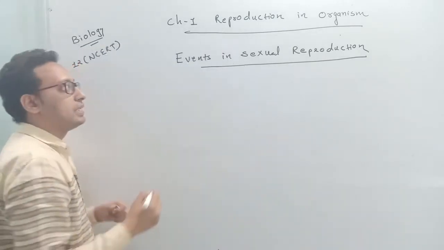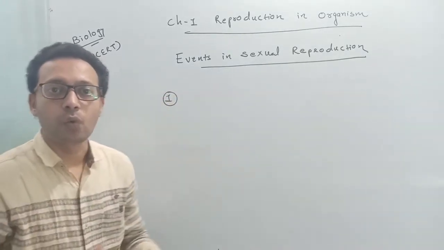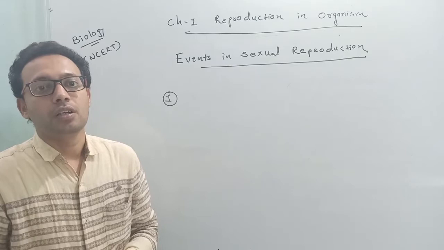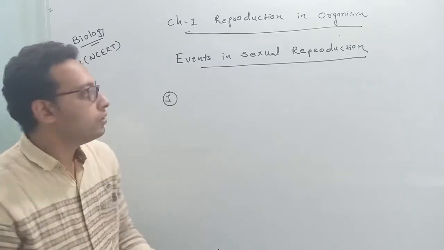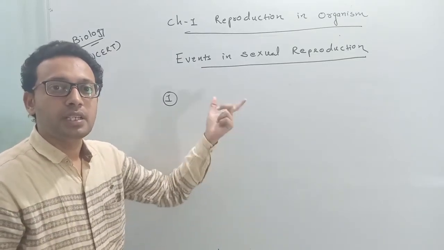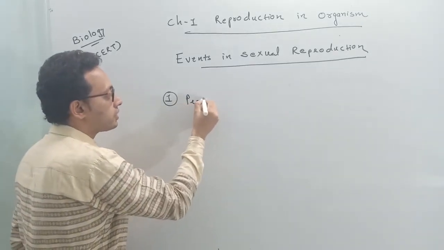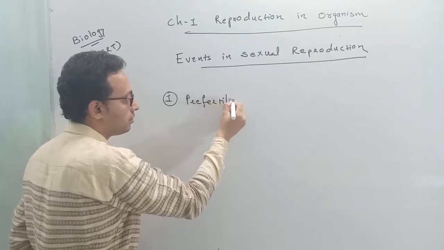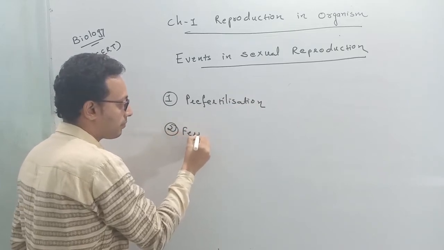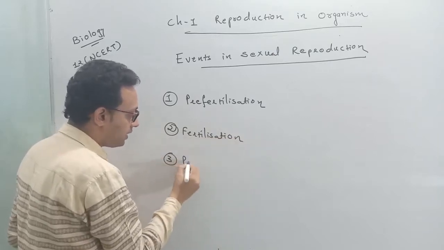So what are the basic events of sexual reproduction? As you already know, there are three events in sexual reproduction. Whatever the living organism might be, whatever their complexity, or the type of sexual organs they might have, all living organisms that reproduce sexually have these basic events, which occur similarly in all types of organisms. The first event is called pre-fertilization. The second is called fertilization. And the third is called post-fertilization.